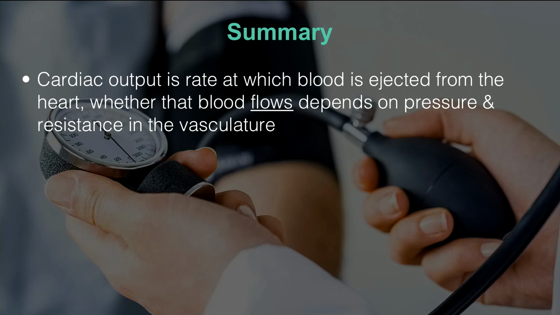But if you remove it from the vasculature, cardiac output is just the amount of blood that's ejected from the heart, or the rate at which blood is ejected from the heart. And if nothing else happens, if it just sits there, blood doesn't go anywhere, it just pools. In order for blood to flow, it depends on pressure and resistance in the vessels connected to the heart.